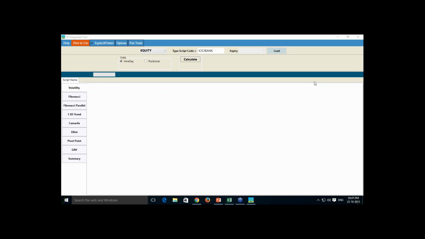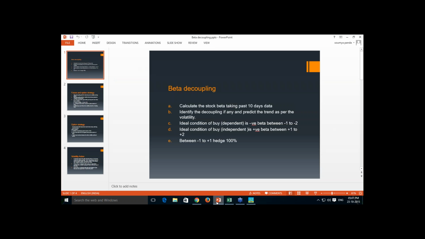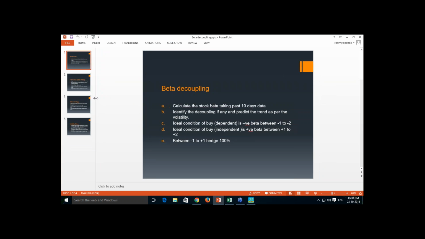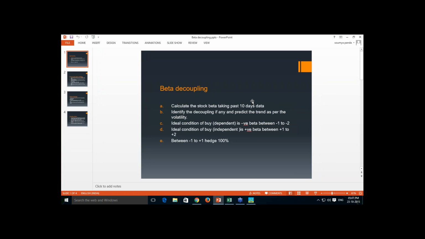I am going to start the session on the beta decoupling pair trade technique. It is one of the best techniques for pair trade, which has proven itself over the past 9 years. So month on month, if you keep tracking this particular method, you'll know that this is one of the best methods for pair trading, and pair trading's aim is to buy the cheaper stock at a particular time and sell the costlier stock available at that particular time.